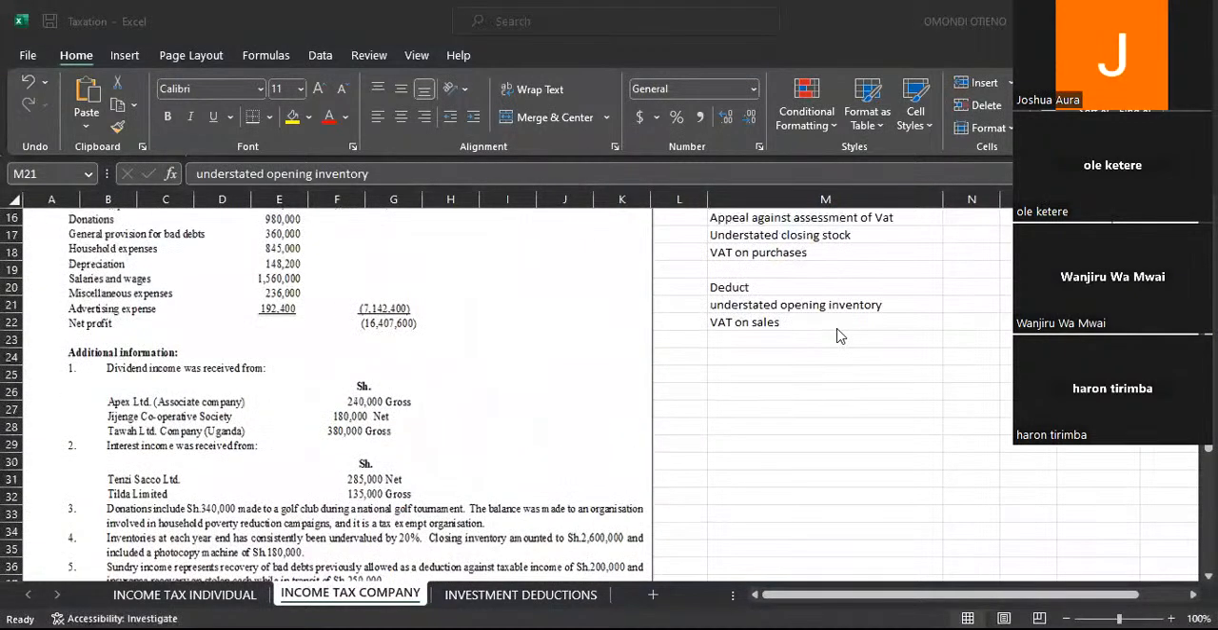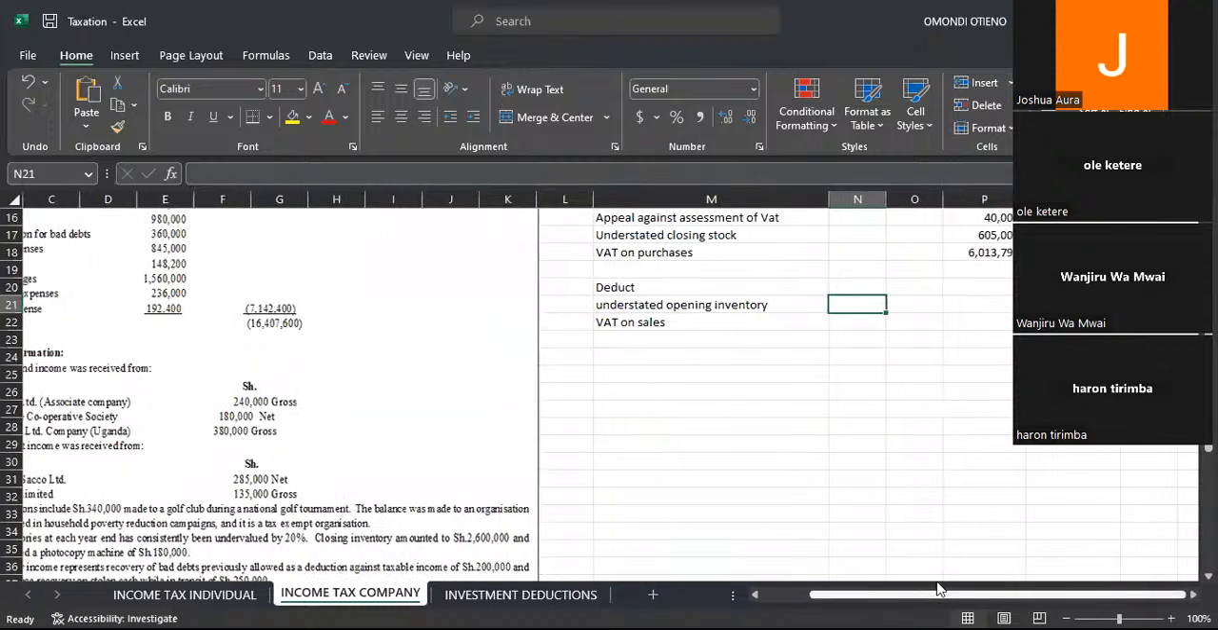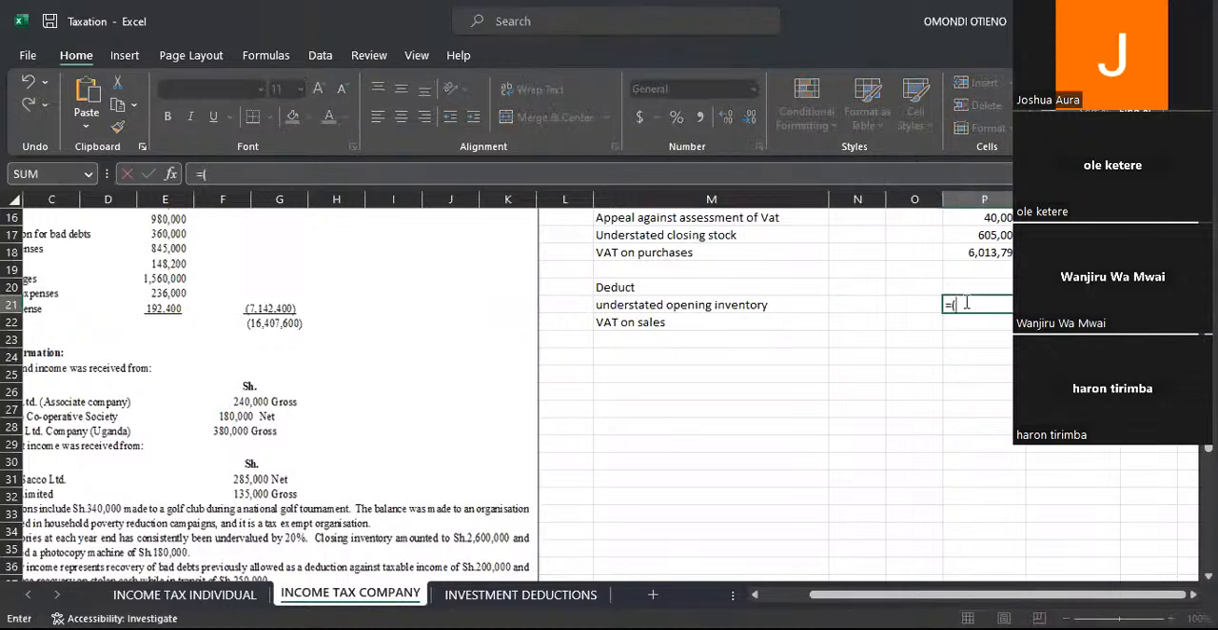Opening stock is 1,400,000, and whatever is given there is understated by 20%, which means the value presented to us is 80%. So if 80% is equivalent to 1,400,000, what are we going to have as the understated value? The missing 20%.